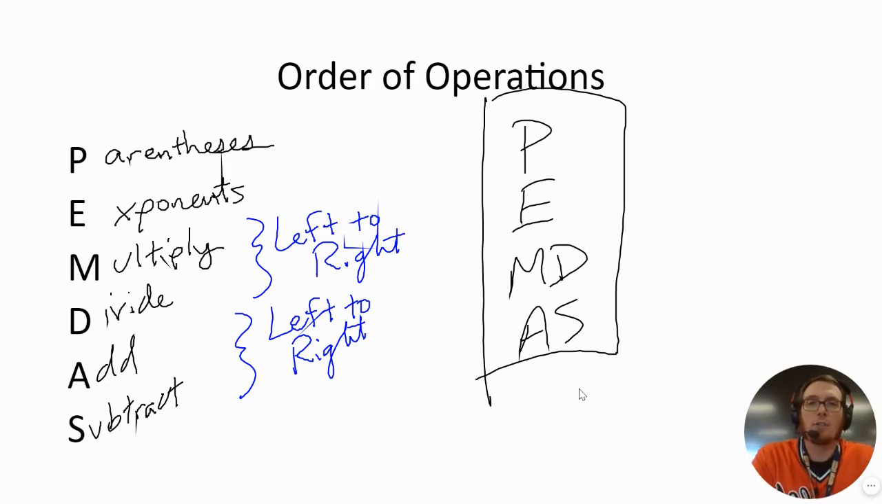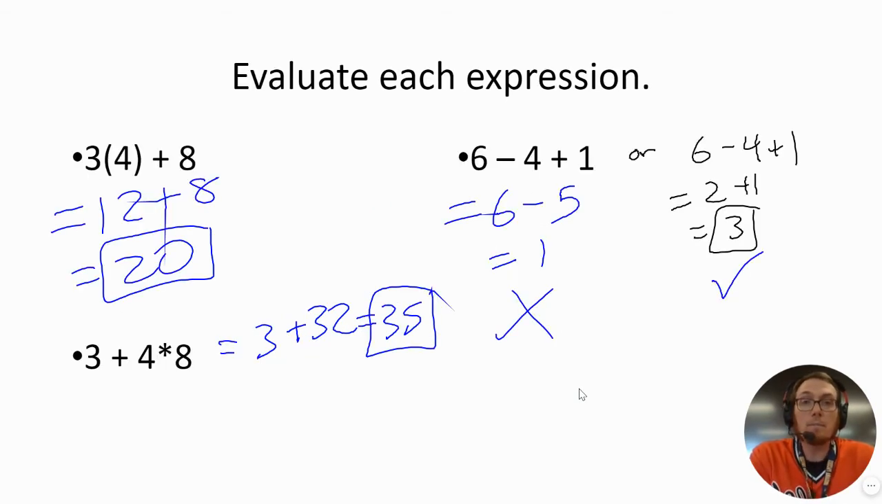Okay, so I like the version on the right side where it's parentheses and exponents, and multiply and divide together, and then add and subtract together. So going back to our question here, I should not be taking 6 minus 5 first. I should be taking 6 minus 4, because from left to right that's first, and then add the 1 into it, and that will make the answer 3.